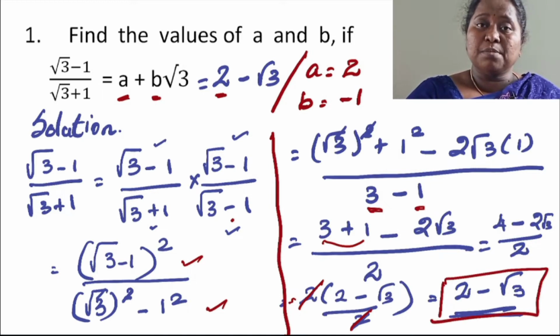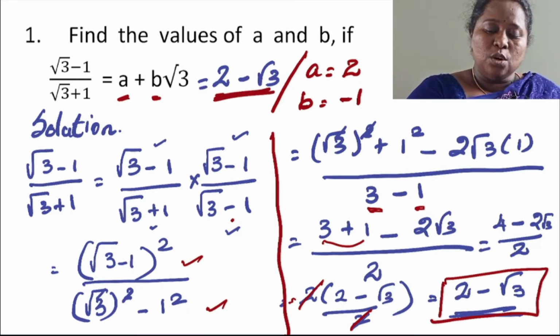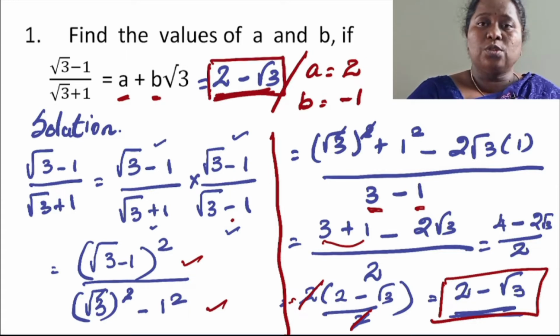See, I have to find the value of a and b. The term can be expressed as 2 minus root 3. See, instead of a, I have 2. So, a is equal to 2. In the place of b, I have minus 1. So, b is equal to minus 1.